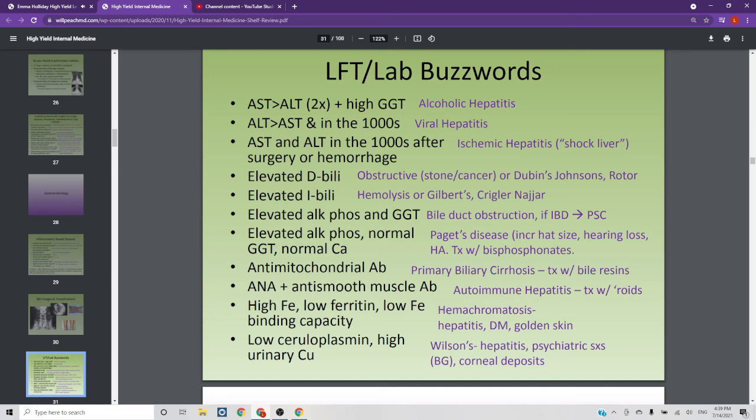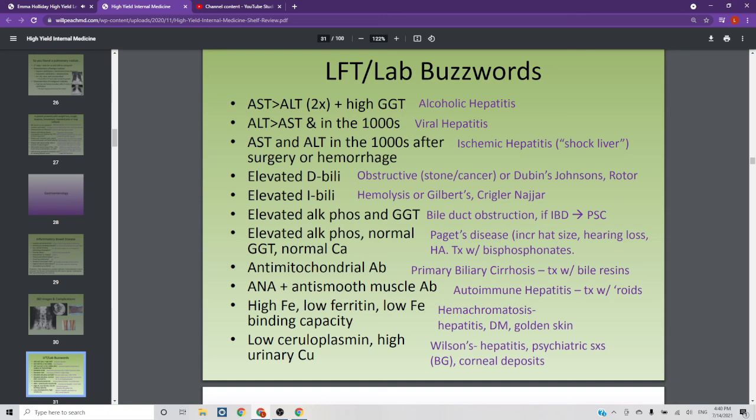So it also might be an old dude who has to buy a bigger hat because his skull is getting thicker. Hearing loss is also common because the little ossicles get all screwed up because of the disease. So good, Paget's disease. What if the anti-mitochondrial antibody is positive? PBC, also more common in ulcerative colitis.